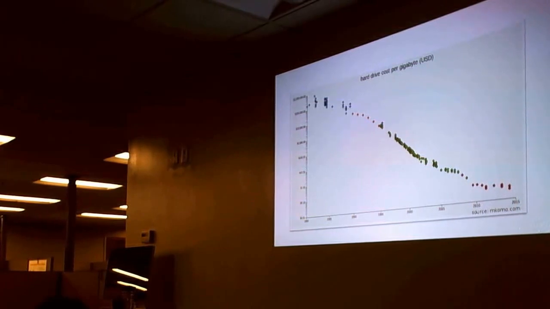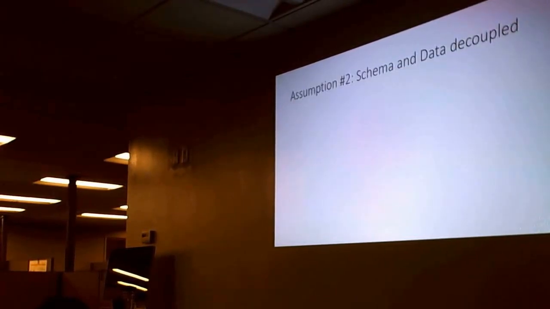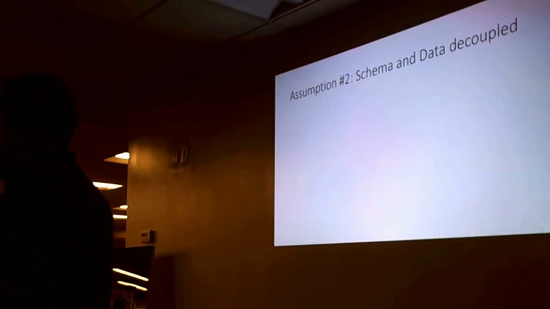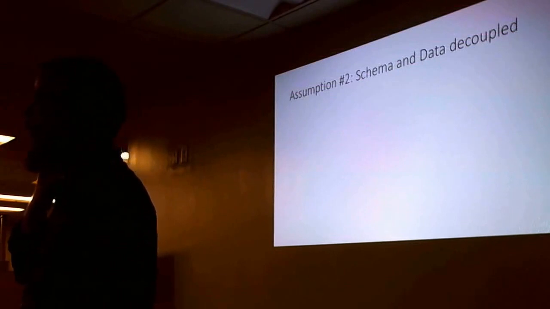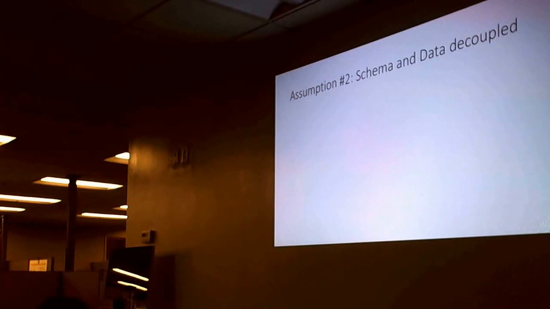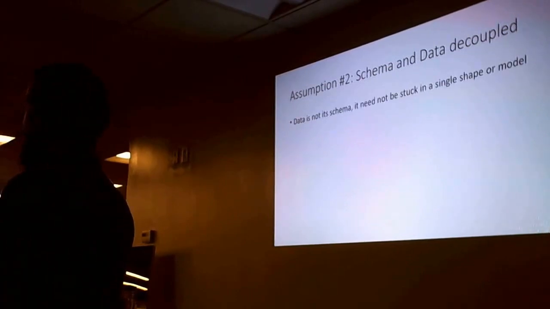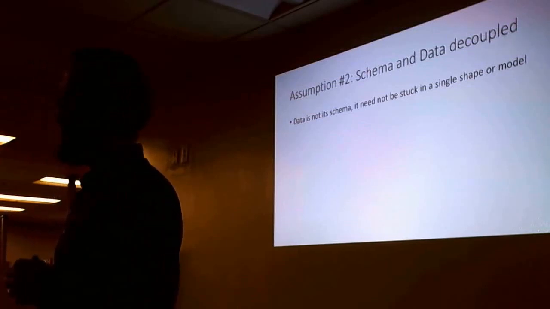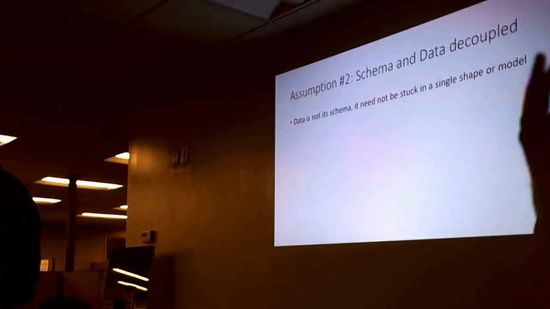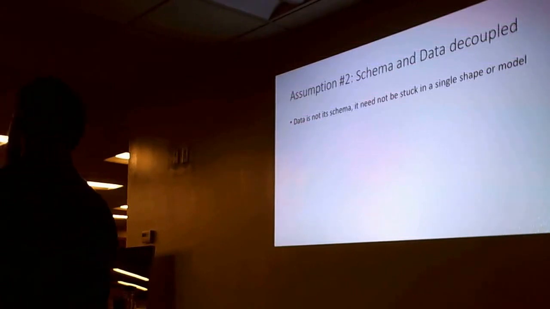Again, nothing shocking, I think, to any of you. The second one, I think, is interesting. We were talking about this a little bit earlier. It's the idea that you can now look at schema and data as being decoupled. And I'll tell you what I mean by that. Data is not its schema, and it doesn't have to be stuck in a single shape or model. This comes from the previous classical idea that when you think of data, you think of a relational table, where the schema and the data are fixed. It is what it is, right? And you can't really get away from that.